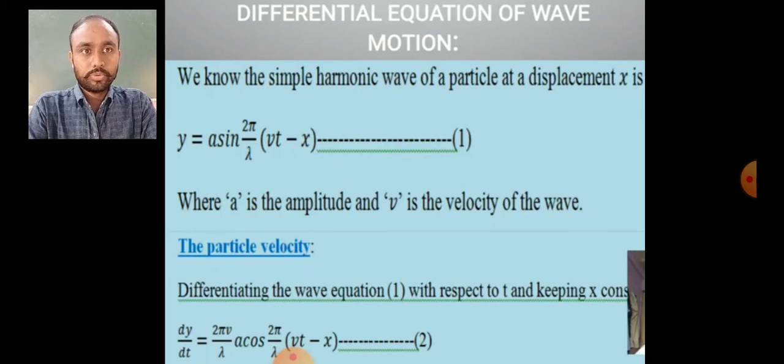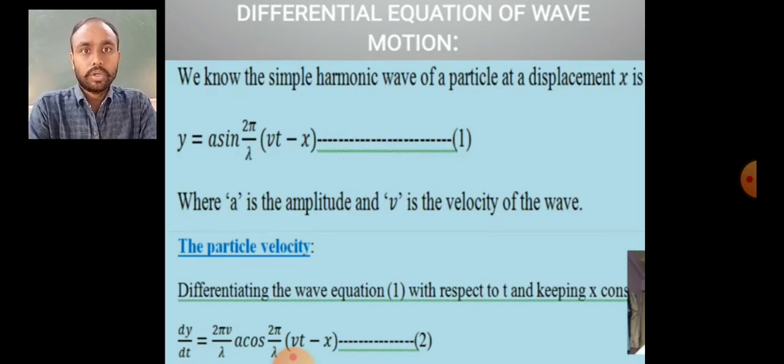In this session we will see the second article of this chapter, wave. In the last video we saw about particle velocity and wave velocity, what they mean and how they differ from each other, and finally we saw the relation between particle velocity and wave velocity. Now in this video we will see the differential equation of wave motion.